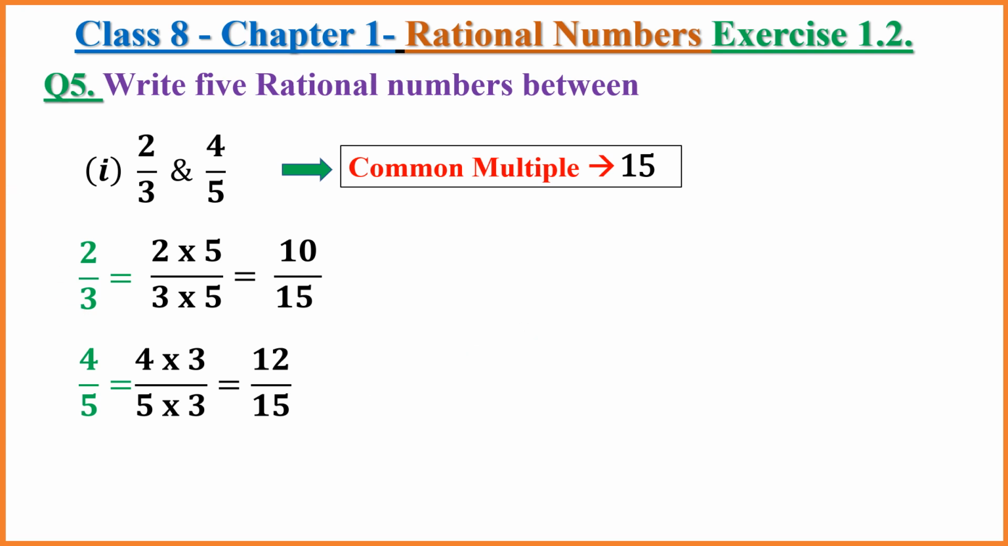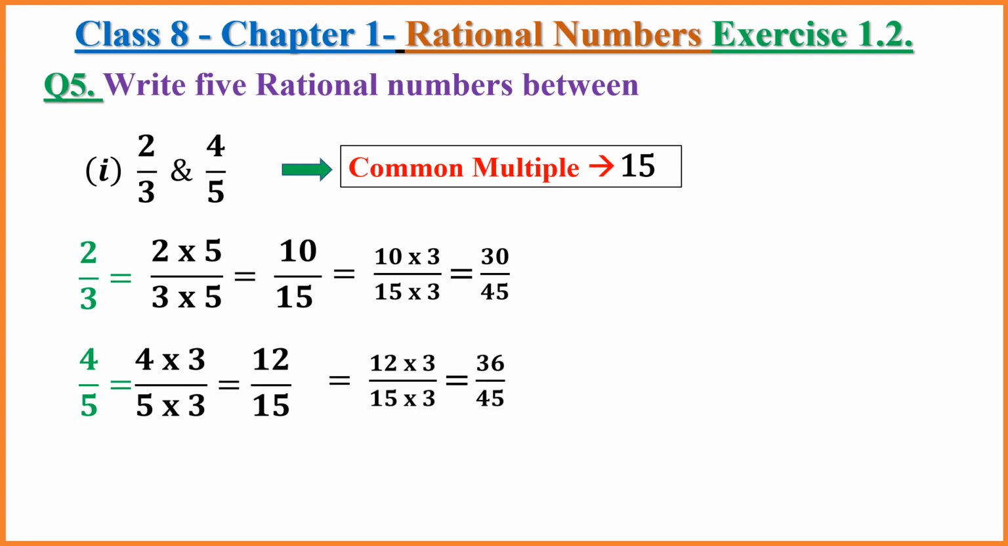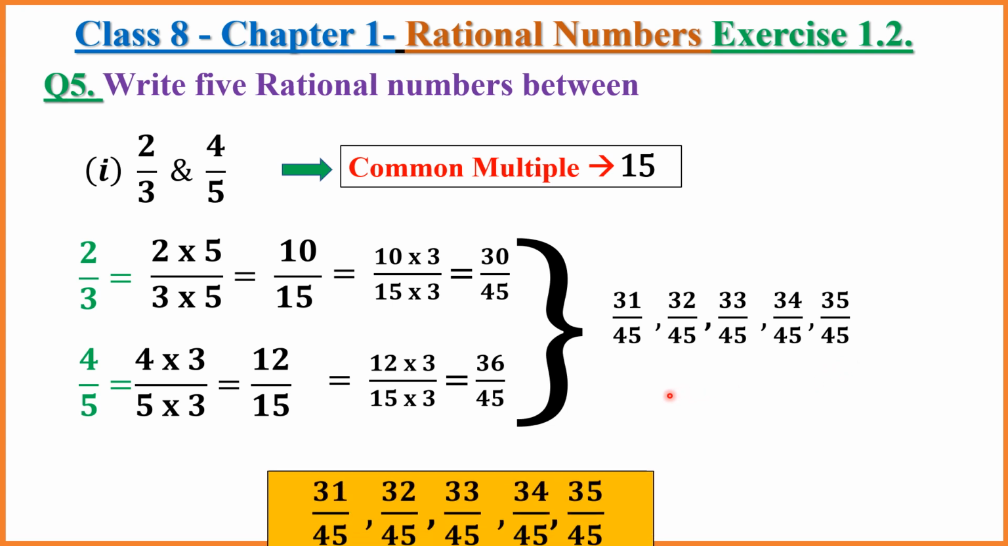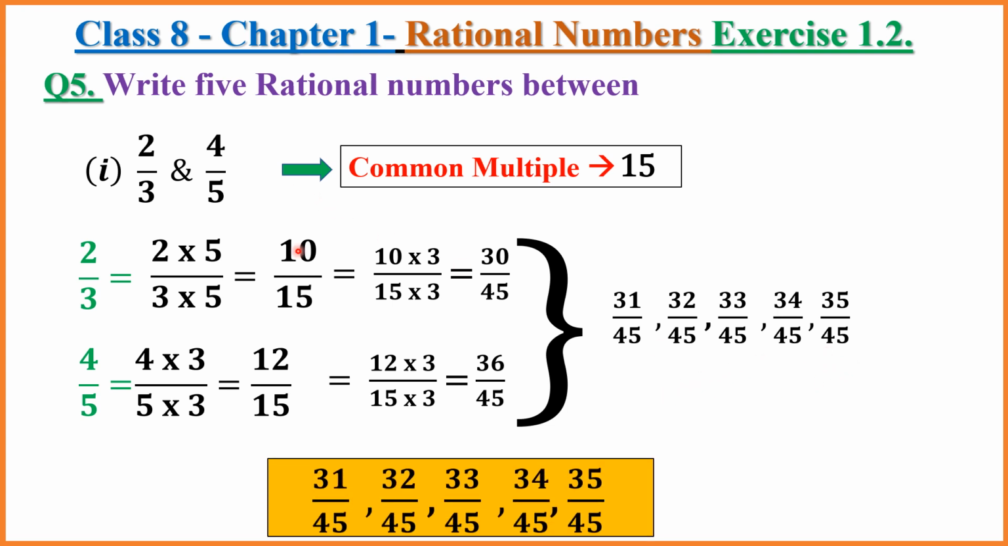So we will now check by multiplying with 3, whether we get 5 rational numbers in between. 10 into 3 divided by 15 into 3 gives us 30 by 45, and 12 into 3 divided by 15 into 3 gives us 36 by 45. Between 30 by 45 and 36 by 45, we get 31 by 45, 32 by 45, 33 by 45, 34 by 45 and 35 by 45. So here we are getting 5 rational numbers between 2 by 3 and 4 by 5.